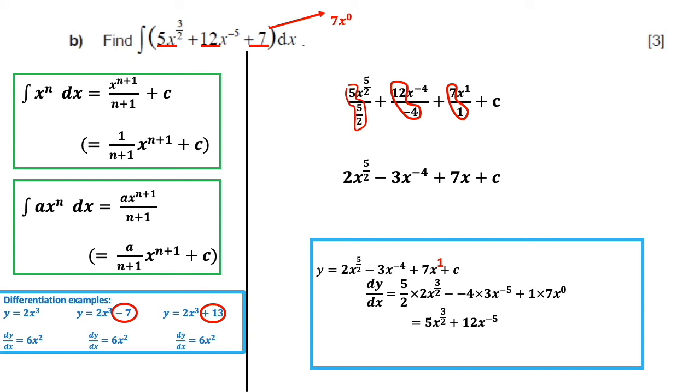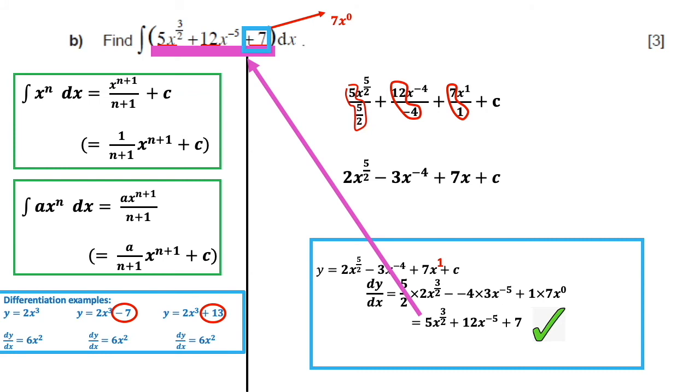And we have 1 times 7, which is 7. And then, of course, because you've got x to the power of 0, anything to the power of 0 is equal to 1. So it's just a plus 7. If I compare that to what was in the question, I can see that I'm right, that it does actually match up. So we know that we're right.